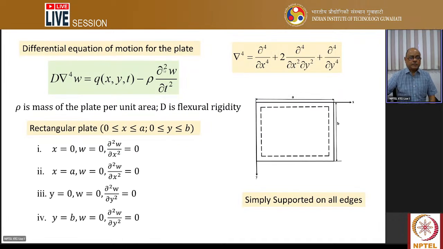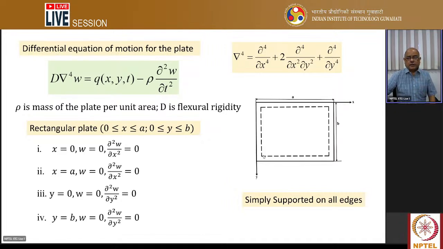So in case of plate, the governing differential equation is this. D is the flexural rigidity of the plate, which is actually E h cubed divided by 12 (1 minus mu squared), where mu is the Poisson ratio. And w is the transverse deflection of the plate. q(x, y, t) is the distributed load acting on the plate. Here, x, y are the spatial coordinates and t is the time. So the load depends on the coordinates and time. Rho is the mass per unit area of the plate, and this is the acceleration term.